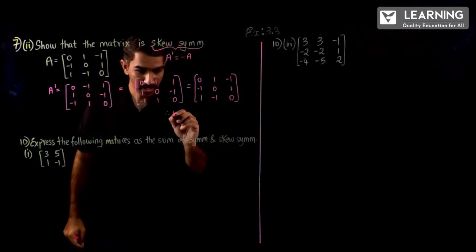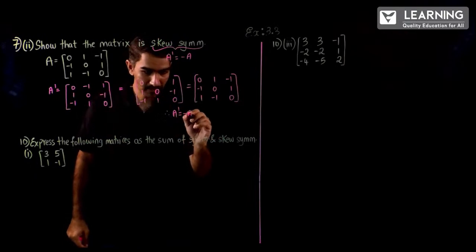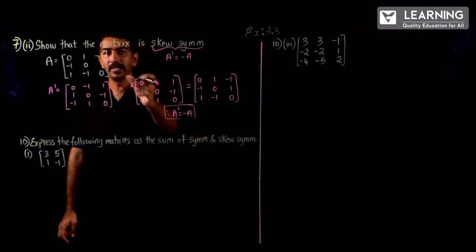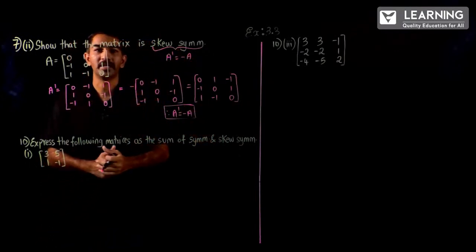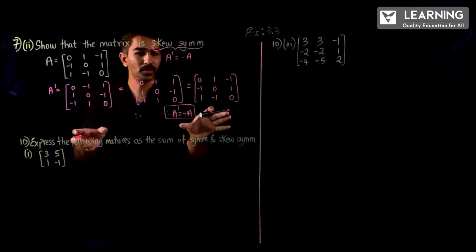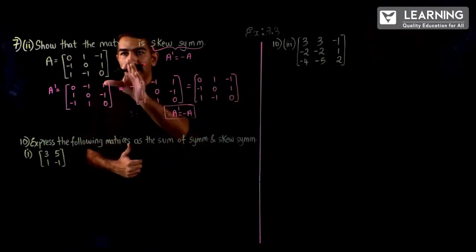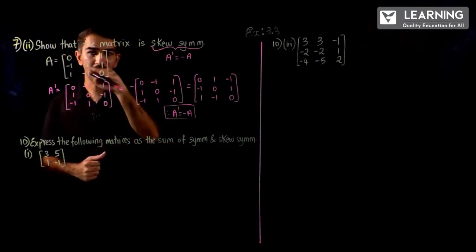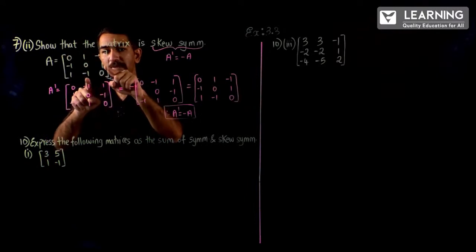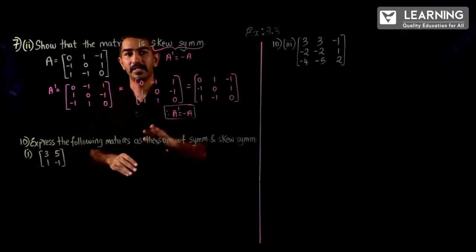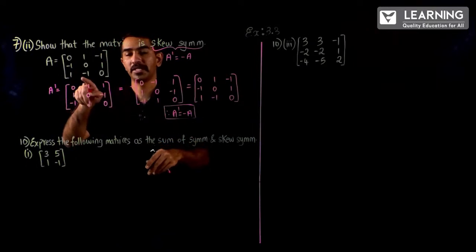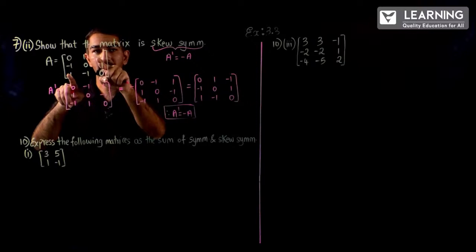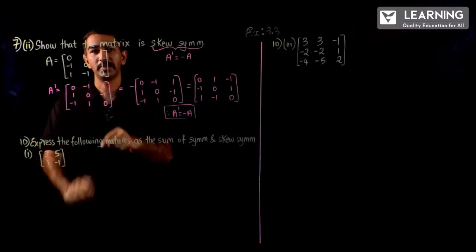So therefore what did we see here? A dash is equal to minus of A. Therefore what can we tell? We have shown that the given matrix is a skew symmetric matrix. Okay, so this is how you have to do it to get the marks. But just by looking at the matrix, how do you tell it is a skew symmetric matrix? Just ignore the principal diagonal. The other elements must be mirror images of each other with the opposite sign. So if there is plus here, there must be minus, plus here, there must be minus, and if there is plus here, there must be minus as well.